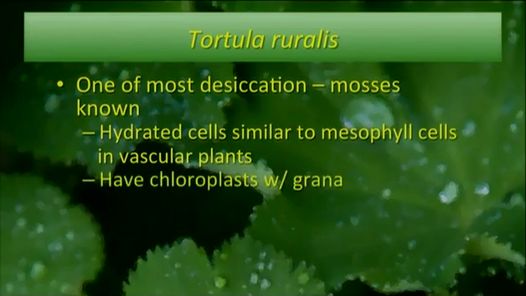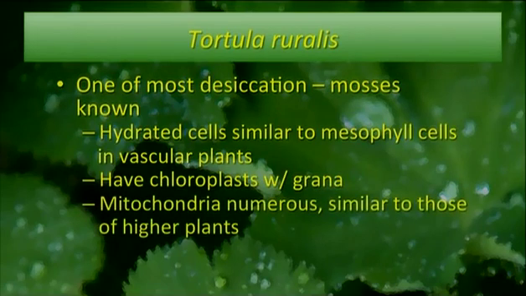They have chloroplasts with grana. Remember, stacks of the thylakoid membranes actually form the grana, okay? They have numerous mitochondria, and these mitochondria are similar to those of higher plants. Because remember, we're talking about the non-vascular plants now, the so-called most primitive of all the plants in the kingdom Plantae. Okay?